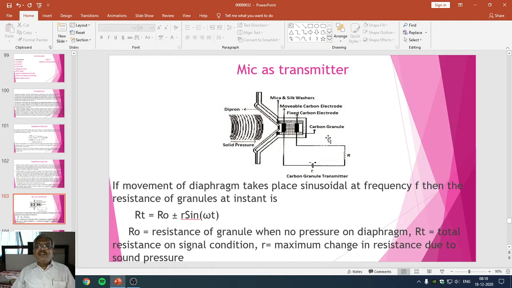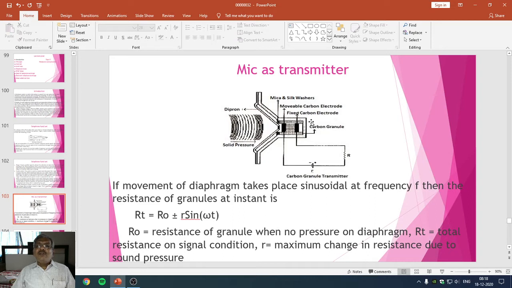Friends, you are aware that different types of microphones are available: resistive microphone, capacitive microphone, inductive microphone, piezoelectric microphone. But in telephone communication, mostly carbon granule microphones are widely used. Such a carbon granule microphone is represented in this particular diagram.